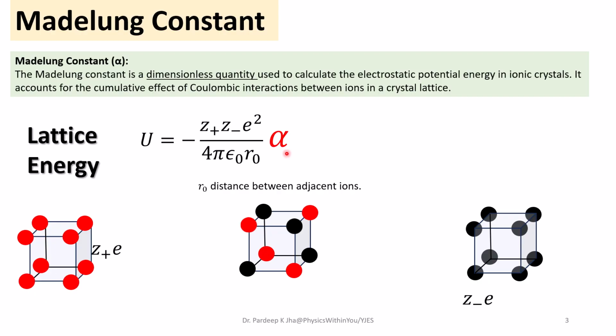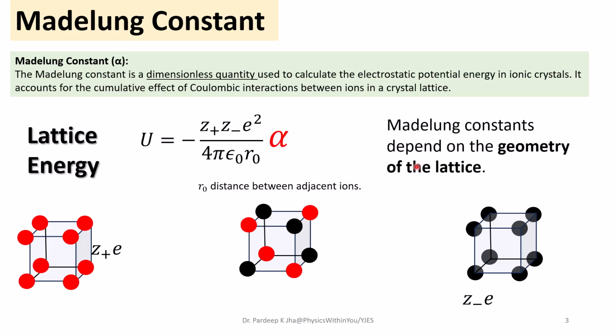So what is the Madelung constant? The Madelung constant is a dimensionless quantity which is used to calculate this U for an ionic crystal. Remember, I am saying ionic crystal because for another crystal it will be something different. So alpha represents the sum of all the Coulombic interactions, just a scaling factor. So it is only a correction factor, or rather a scaling factor, for these electrostatic interactions, right? Remember that this alpha depends only on the geometry of the lattice, nothing else.